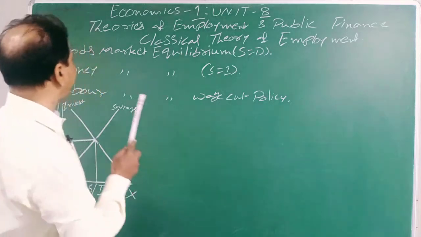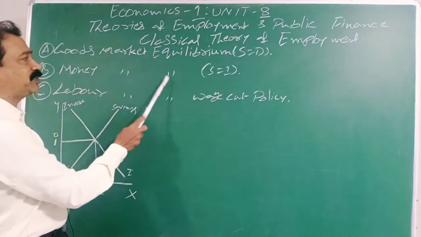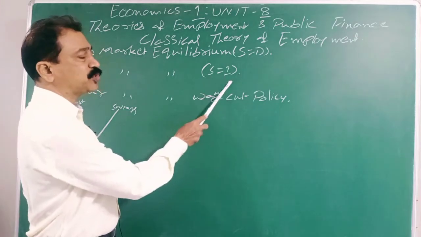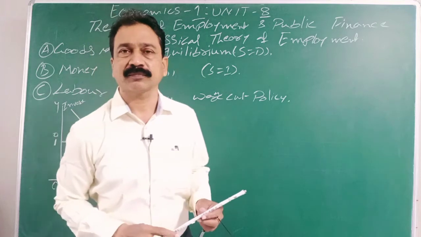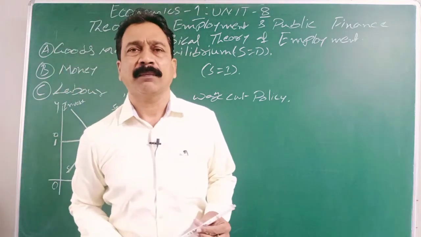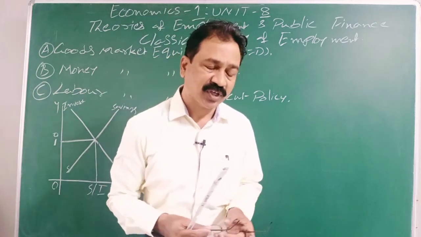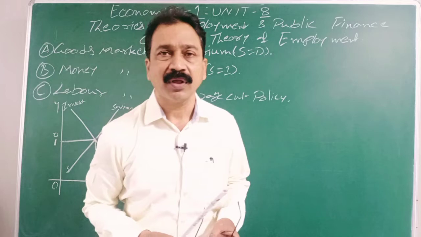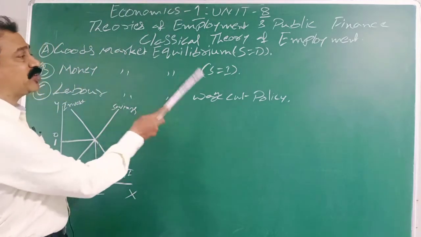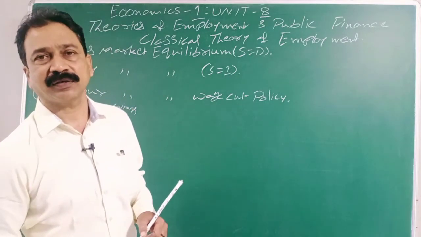Yesterday we wanted to complete even the money market equilibrium, but today we are going to complete it. Savings equals investment. According to this money market equilibrium, classical economists thought that the money market will be balanced by the interest rate.